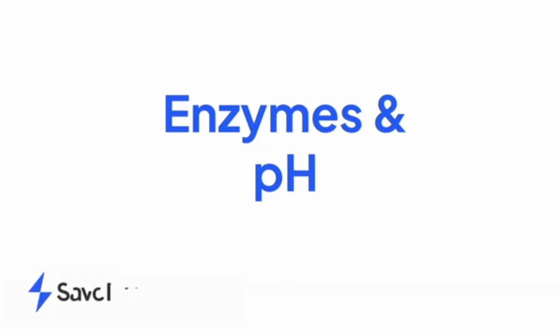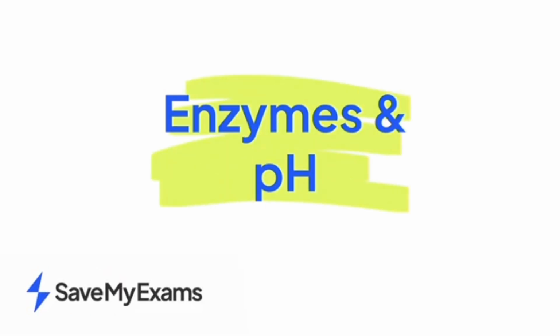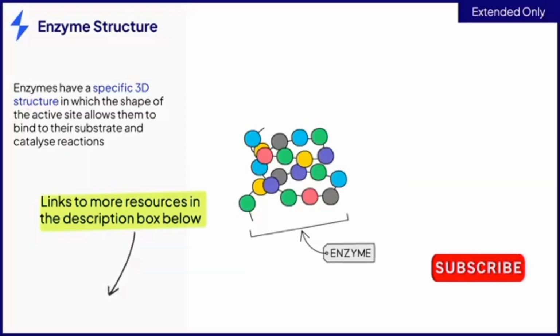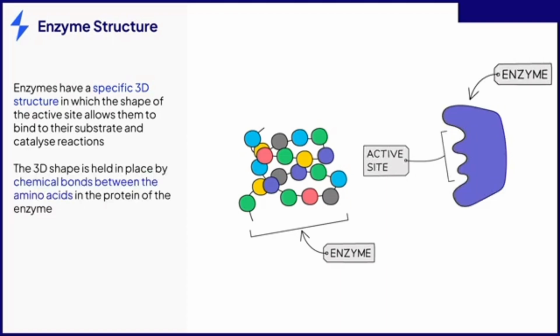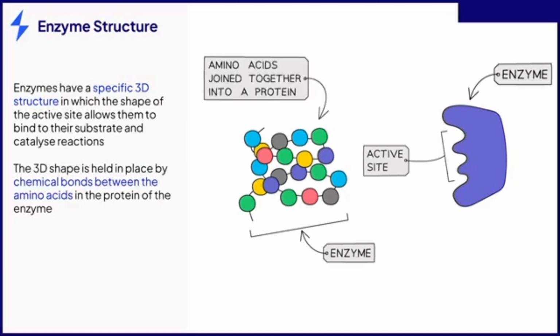This video is on the topic of how enzymes are affected by the pH of the solution they are in. The structure of an enzyme is very important for its function. Enzymes have a specific 3D structure and active site shape that allows them to fit with their substrate as part of the lock and key model. This structure is held in place by chemical bonds between the amino acids in the protein of the enzyme.